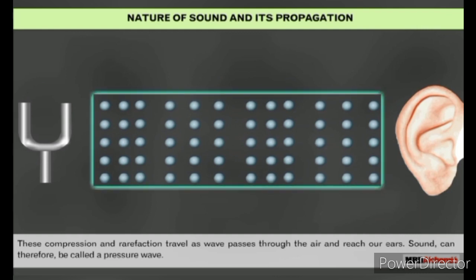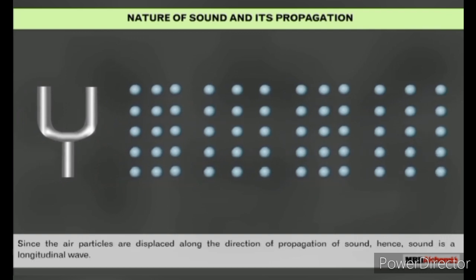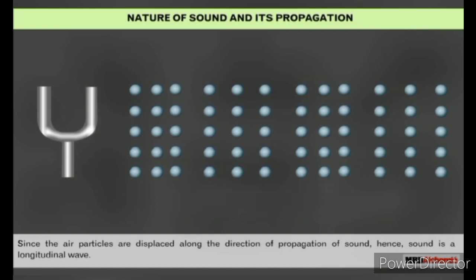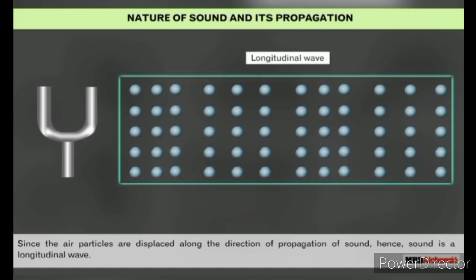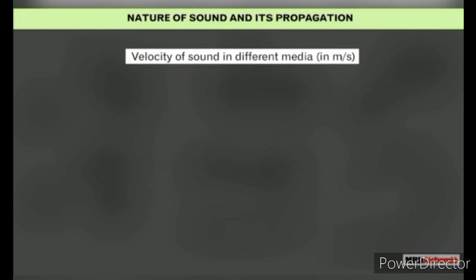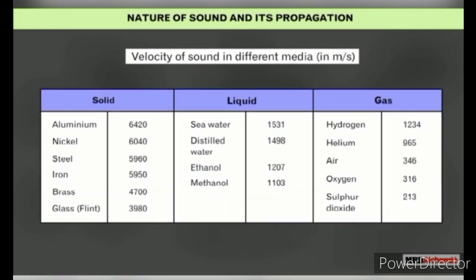Sound can therefore be called a pressure wave. Since the air particles are displaced along the direction of propagation of sound, sound is a longitudinal wave. The velocity of sound, that is, the distance traveled in 1 second, depends on the medium. The velocity of sound in different media is shown in the table.